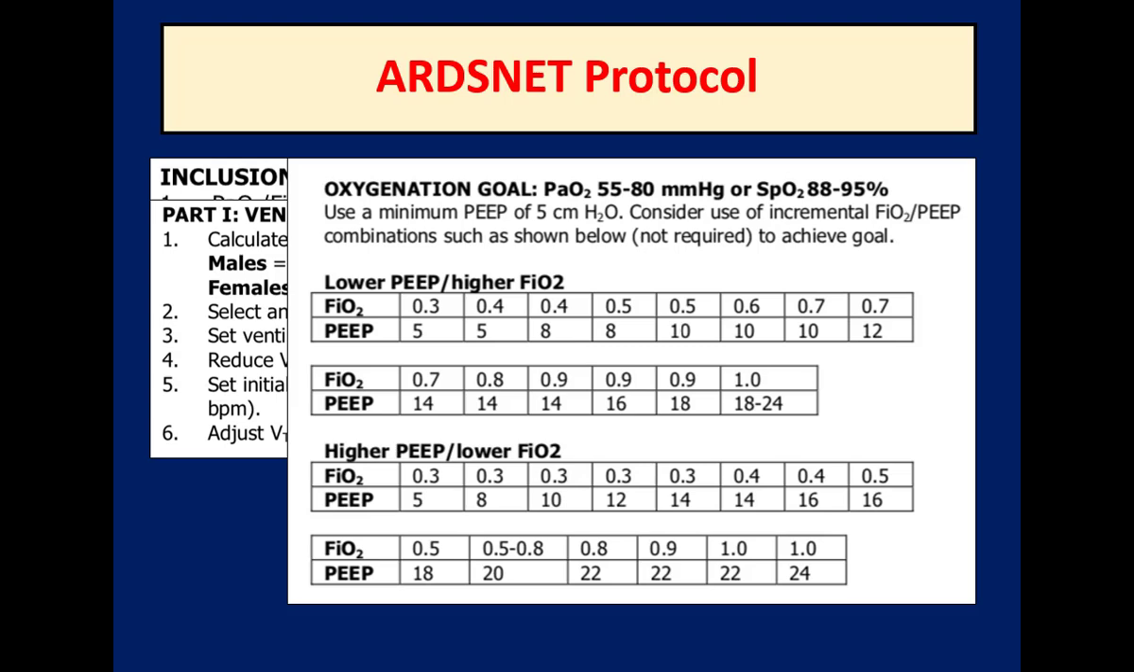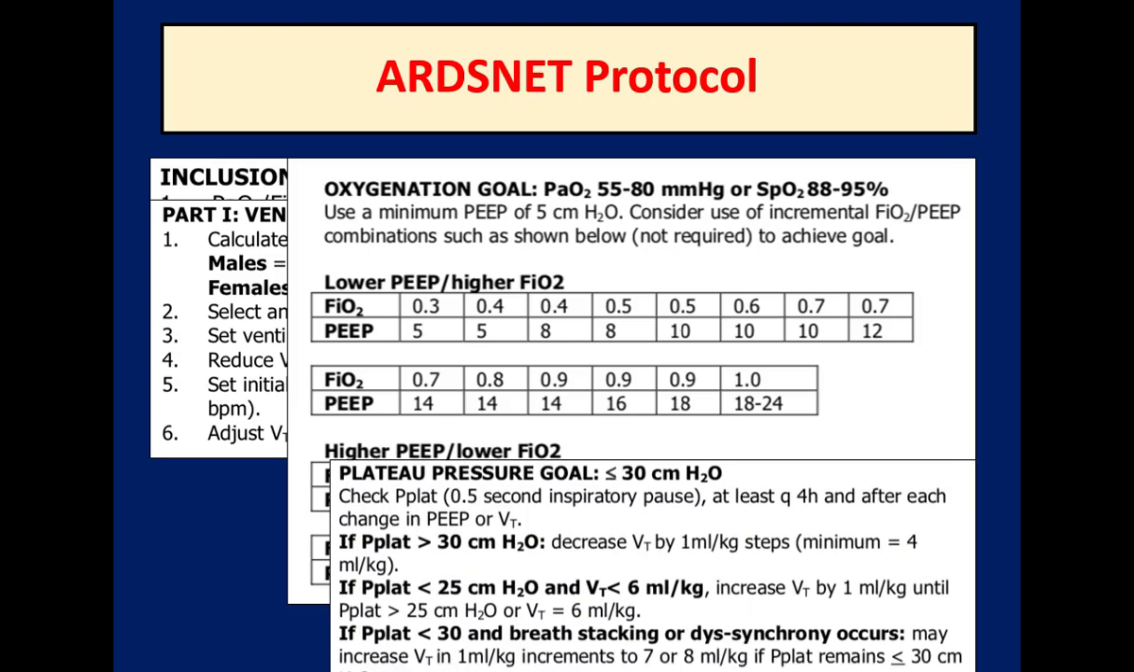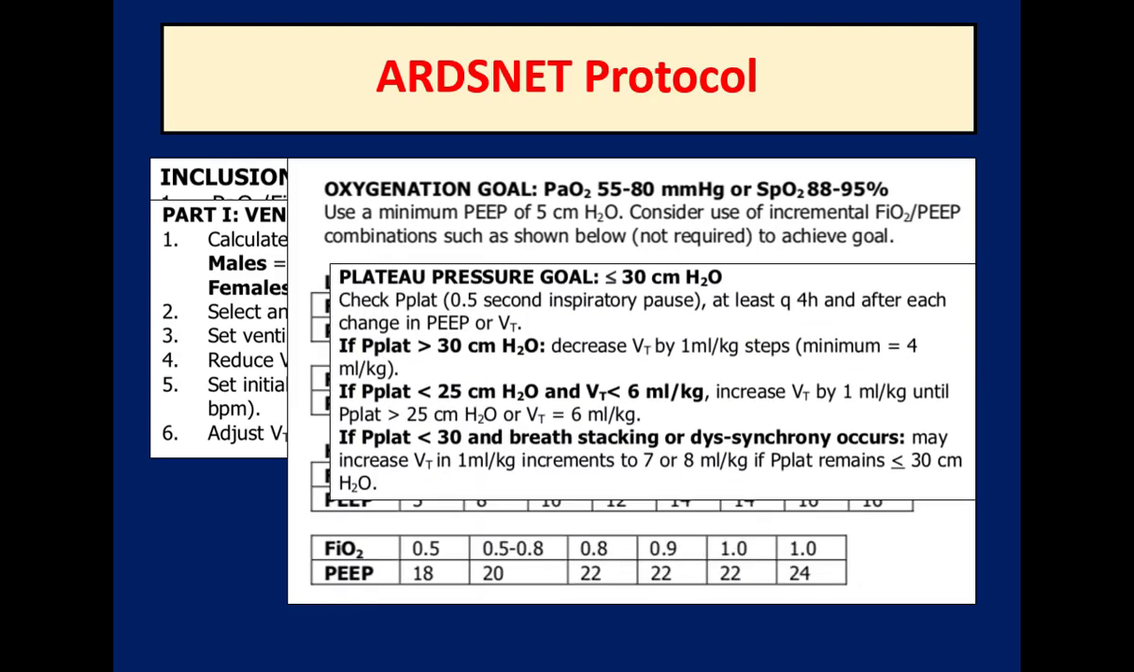I have already shown you the study which says there is no mortality benefit in choosing any one. So it is your choice, which one you like or your hospital likes. The plateau pressure goal should be less than 30 centimeter of water. Check plateau pressure with a 0.5 second inspiratory pause. In many exams and vivas, they ask how much inspiratory pause you give. In this study, they have used a 0.5 second inspiratory pause at least 4 hourly, and with each change in the PEEP or change in the tidal volume.